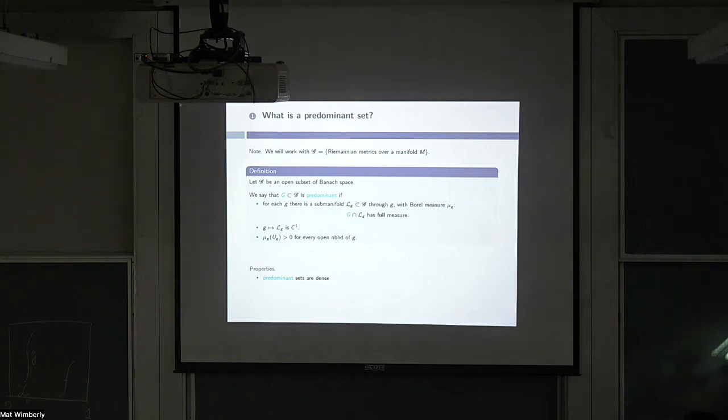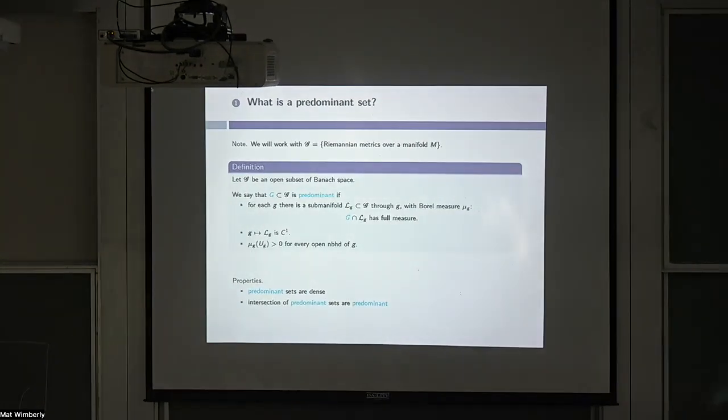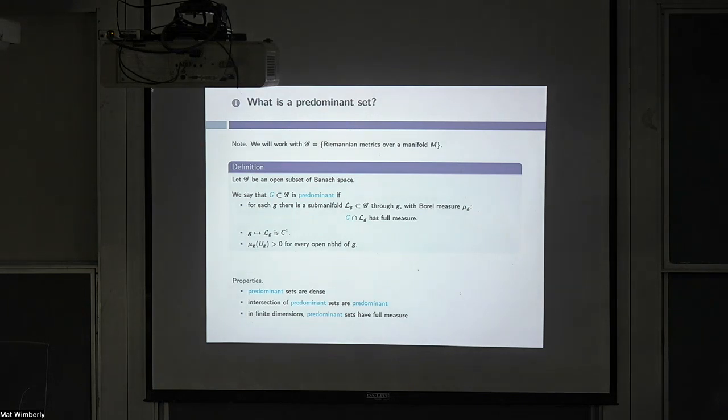Now, predominant sets are much more than dense. You can grab two predominant sets, and the intersection is going to be predominant. So they are bigger, and they are also much more in the sense that, from a measure theory point of view, if the ambient space you were working on was finite dimensional, then being predominant implies having full measure. So in finite dimensions, being predominant is having full measure. That's how you can think of it.